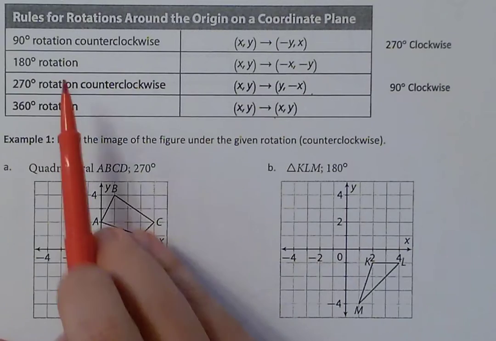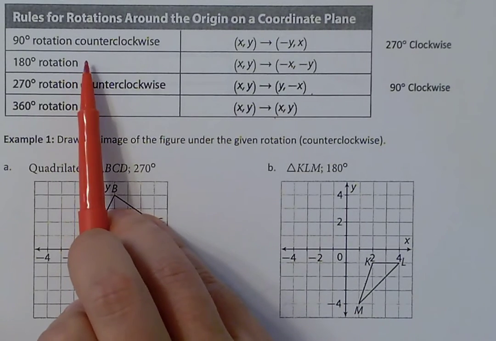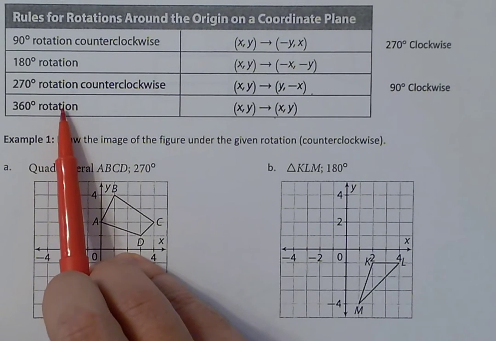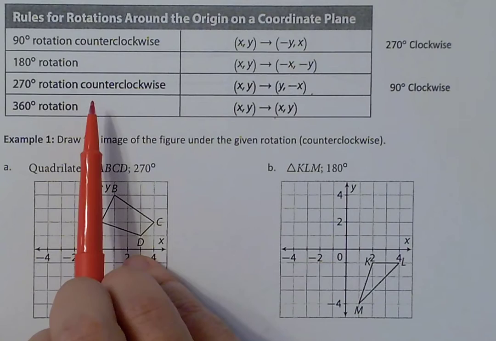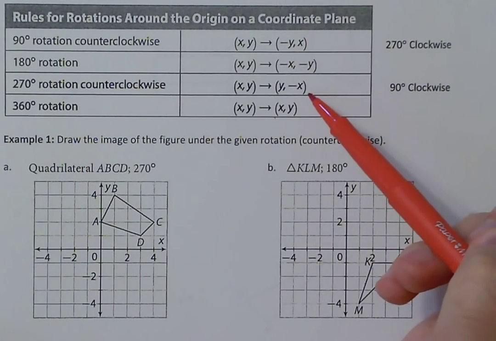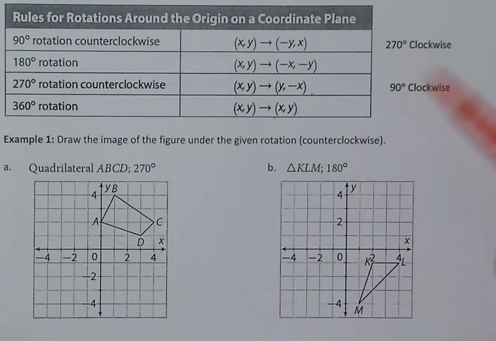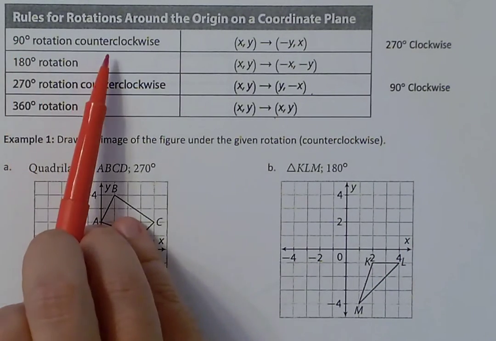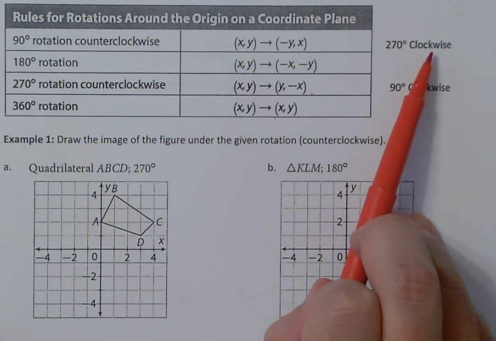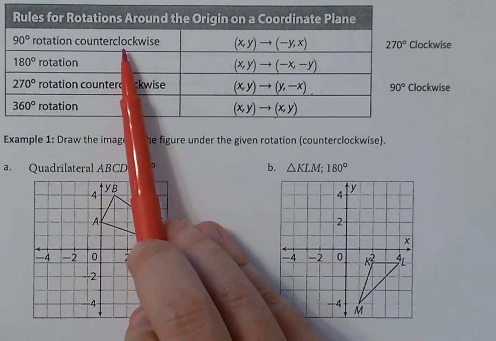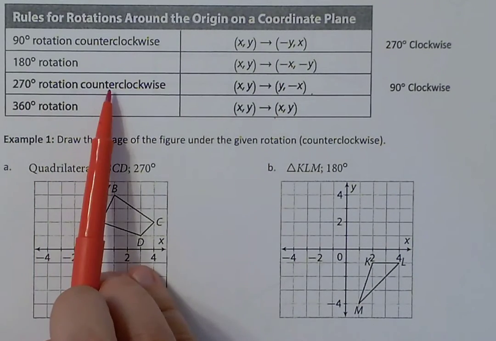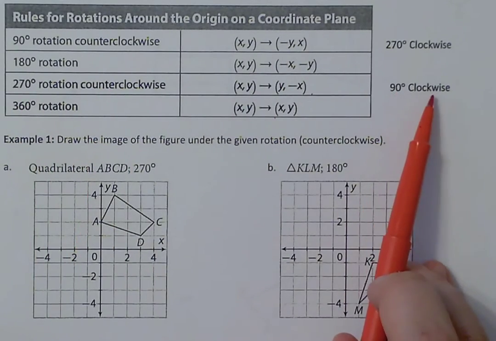Now, understand this: a 180-degree rotation, whether I rotate clockwise or counterclockwise, I end up at the same spot. Same for 360. Now, in the problems today, if they ask you counterclockwise, you need to follow these rules. If they were to ask you clockwise, understand that a 90-degree rotation counterclockwise is the same thing as a 270-degree rotation clockwise. So the rule for 90 counterclockwise is the same thing for 270 clockwise. And then 270 counterclockwise equals the same thing as a 90-degree clockwise.